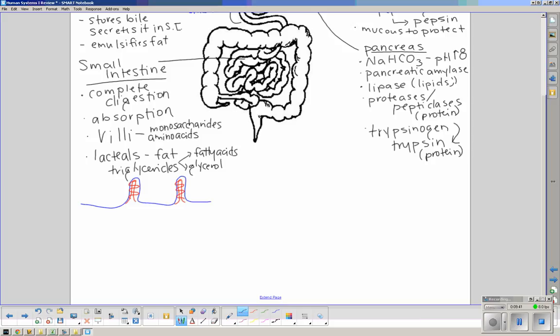The large intestine surrounds the small intestine, but no more digestion occurs here. The large intestine is responsible for the absorption of water. There's plenty of bacteria that exist in the large intestine, and they aid with vitamins and other kinds of support. So vitamin K is produced here.